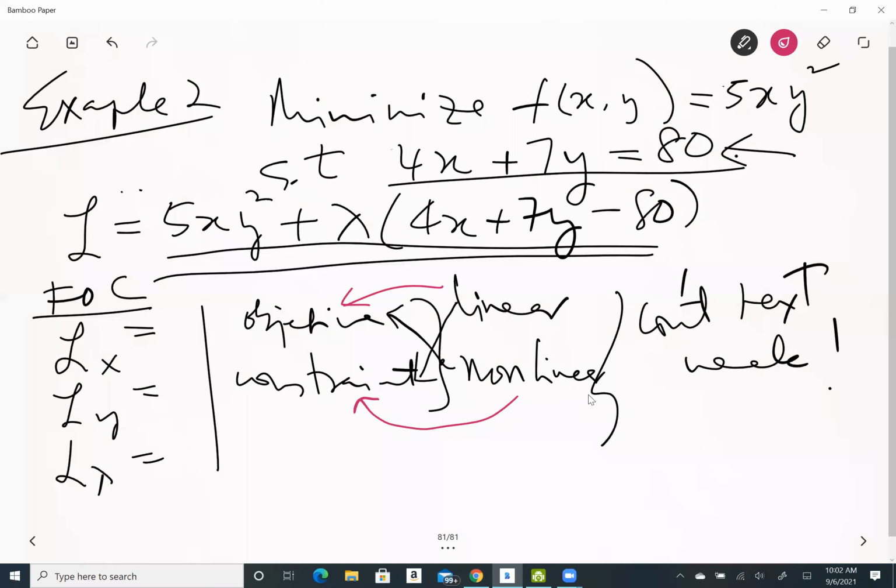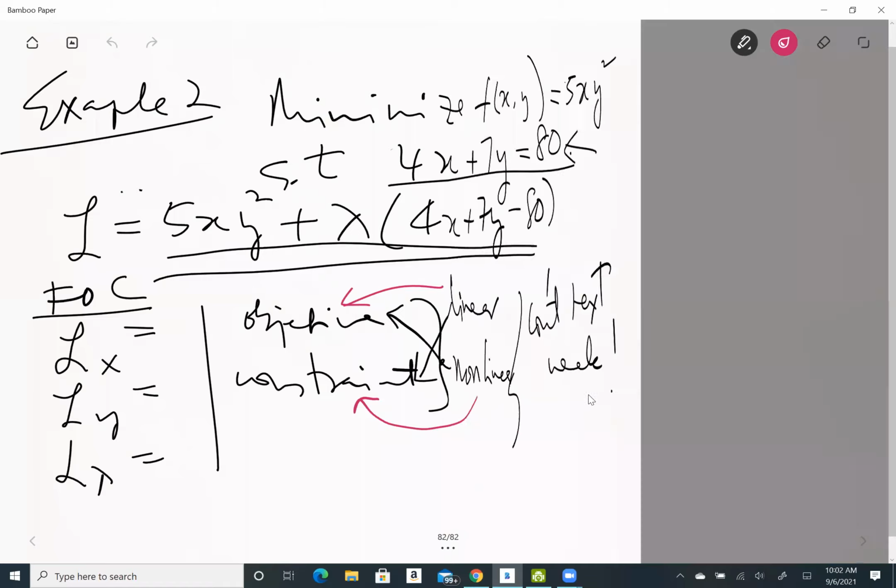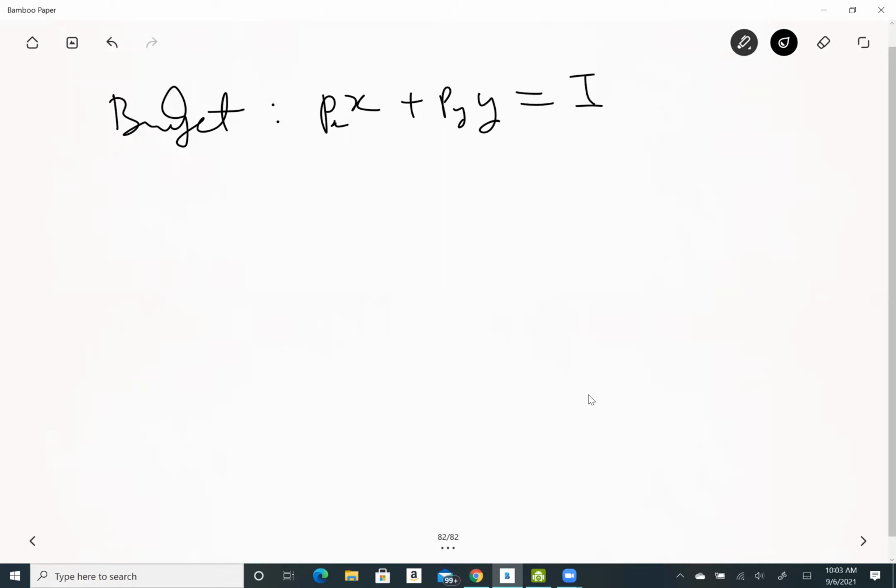So if you look at example number 4, you have the problem here: maximize utility given the utility function, and then you have the budget line. The budget line is linear. You have here 2x plus 4y equal to 40. Budget line in economics is a linear function. The budget line is simply equal to the price of x multiplied by x, plus the price of y multiplied by y, equal to your income.